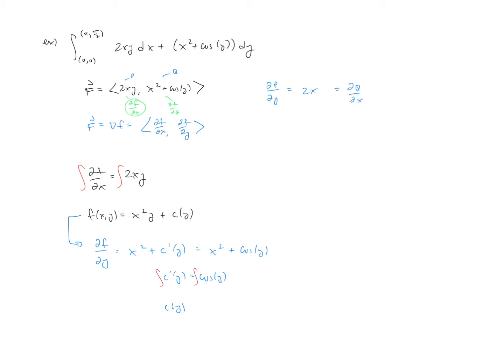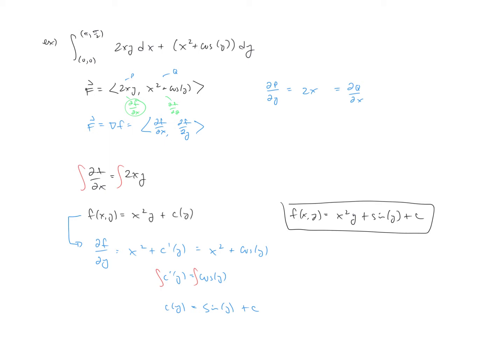And so c of y is actually going to equal sine of y plus c. And that will truly be a constant now since we've gone with respect to both x and y through this process. So all I need to do now is come back up here and finish off this potential function as x squared y plus sine y plus c. And as I pointed out in the last video, you can always check your final answer. Take the partial of f with respect to x, you should get this. Partial of f with respect to y, you should get this.